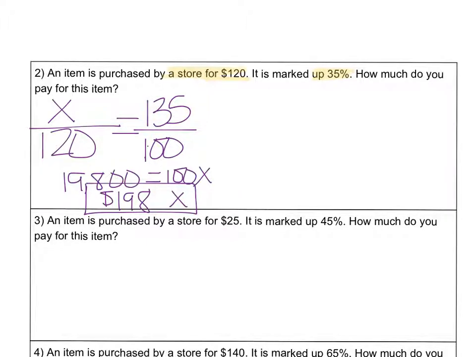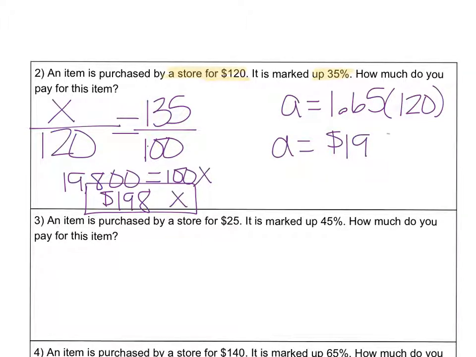But if you wanted to put it into an equation, which you can, A equals 1.65 times 120, and you would get that the cost would be $198. So you'd still get the same answer. All right, let's look at the second one. I want you to give it a try, and then I will also do it, and we'll see if our answers are the same.